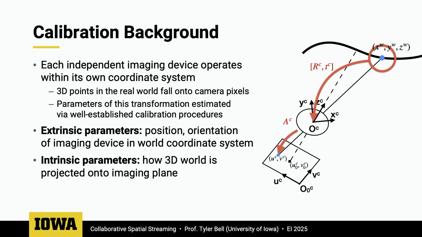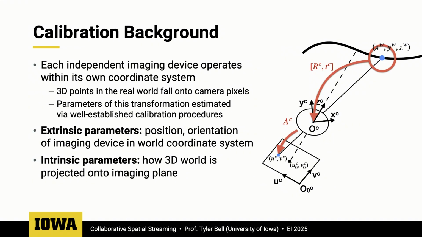So a lot of us are familiar with a traditional pinhole model here, but this is going to be important for where we're building. In a traditional imaging system, we can assume that each independent imaging device operates within its own coordinate system. Each camera is its own view of the world. And 3D points in the real world are going to fall onto camera pixels.